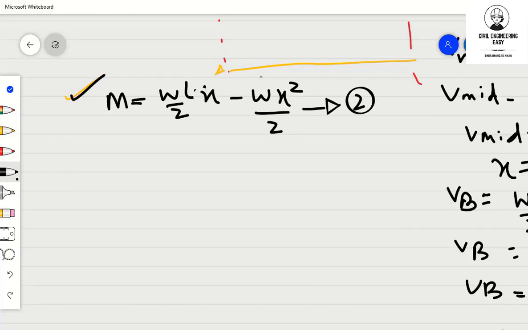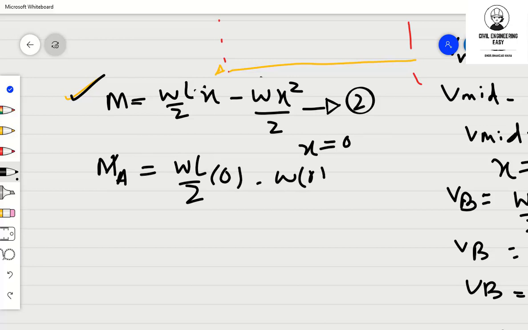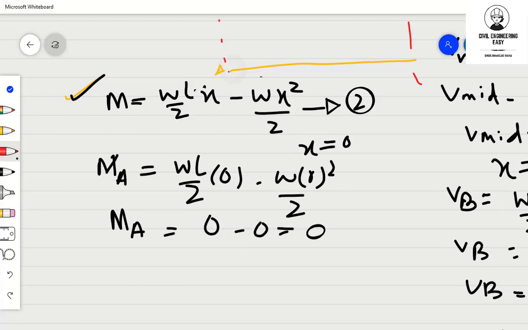Since we know that the moment equation for the entire span of the beam is equal to WL divided by 2 into x minus Wx square divided by 2. By putting the value of x equal to 0, it will represent the moment at point A. That will be equal to WL divided by 2 into 0 minus W into 0 whole square divided by 2. So the moment at support A will be equal to 0 minus 0, that will be equal to 0. We got this one point, that is moment at point A is equal to 0.